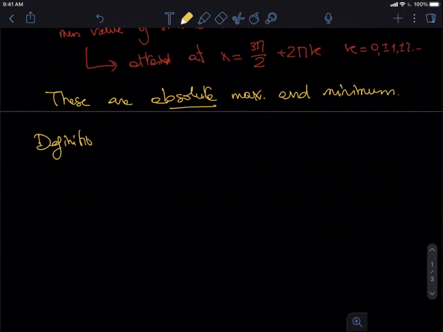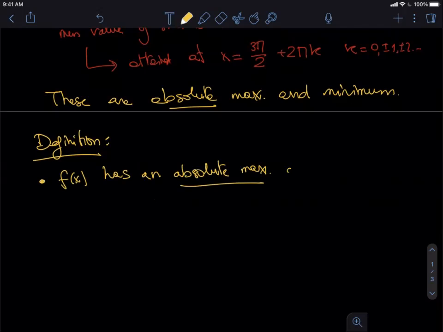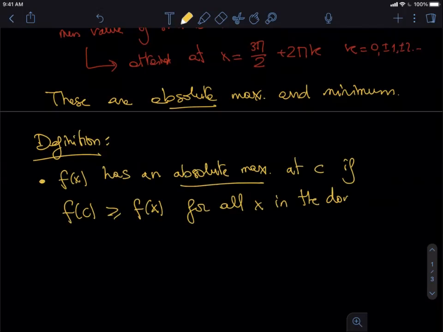So definition, f of x has an absolute maximum at the point c if f of c is bigger or equal than f of x for all x in the domain of f, wherever f is defined. And then I have the corresponding definition for the minimum.